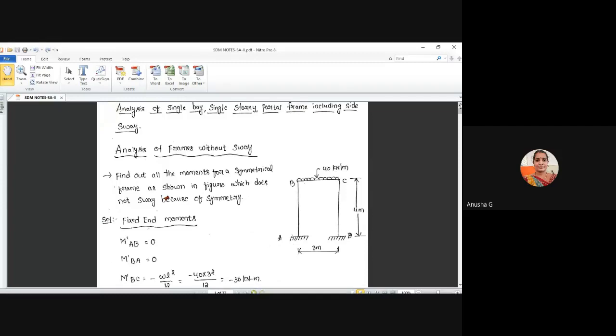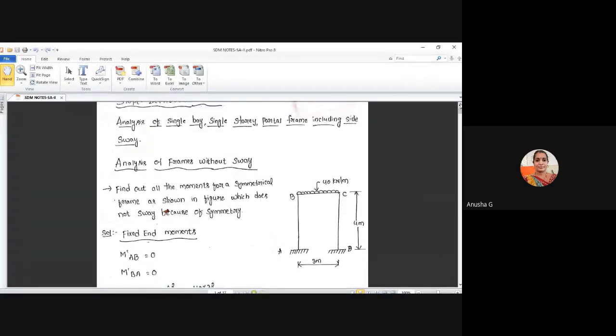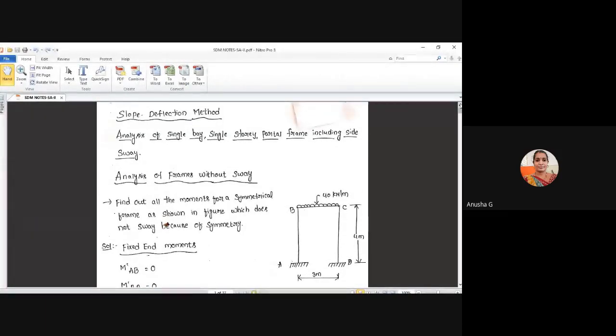Analysis of single-bay frames, according to our syllabus. We had to start the slope deflection method with the analysis of a single-bay, single-story portal frame, including side sway. This is our syllabus for the slope deflection method. All of you note down the question: analysis of frames without sway.